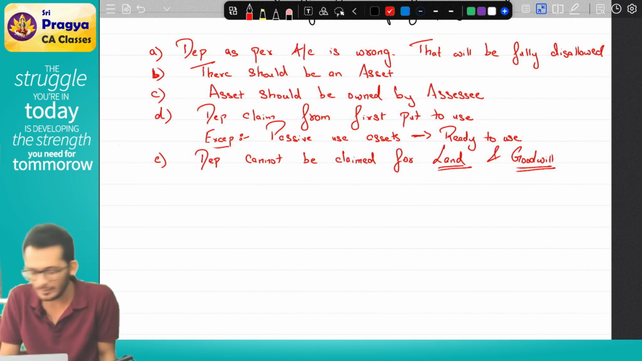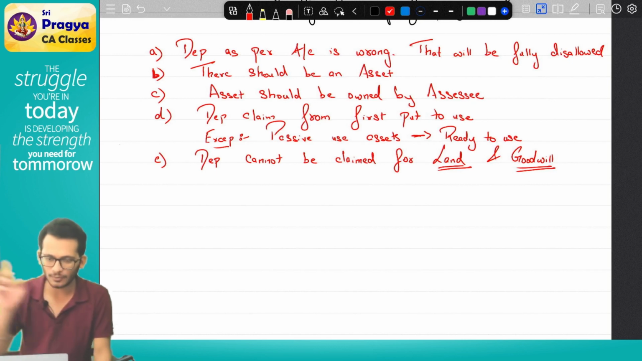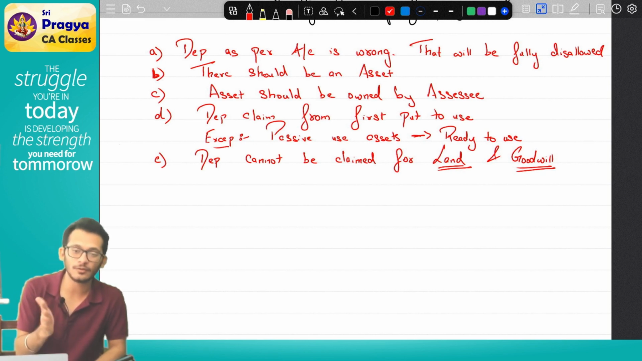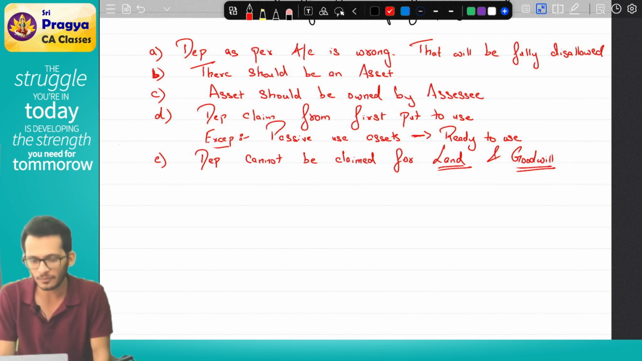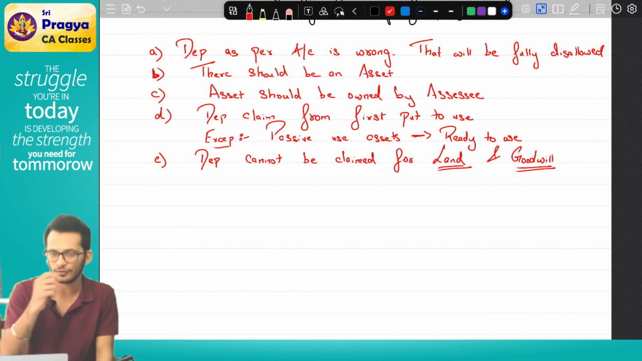So actually speaking, that is an internally agreed goodwill, but it is not there in the books. If it is not even there in the books, will I claim depreciation? No. I need a goodwill in my books. I am talking about cases where there is a goodwill in the books. Tell me those cases where you have recognized the goodwill in the books.